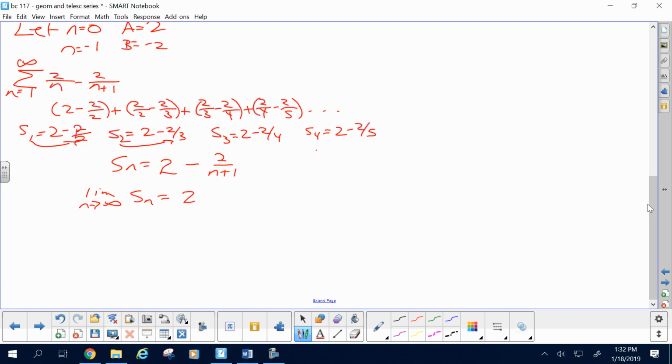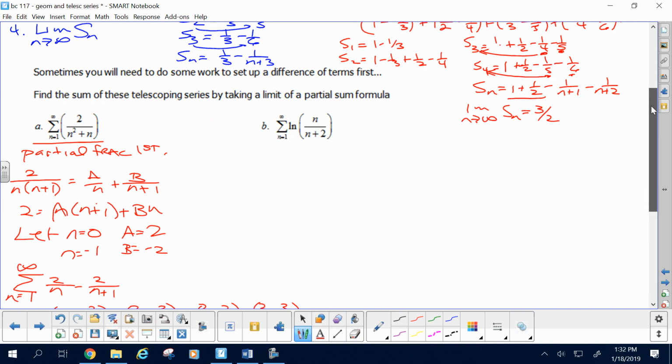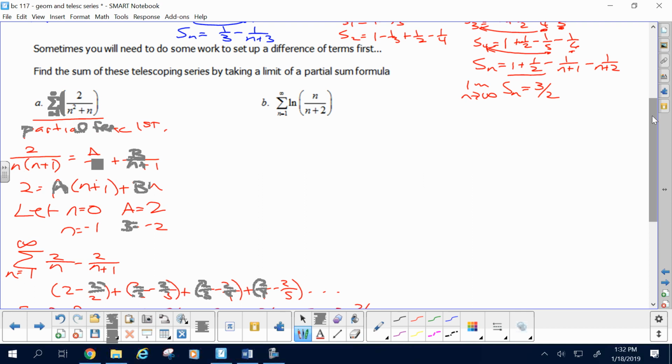Last but not least, look at the next one. That definitely does not feel like telescoping because it's not a subtraction of 2 terms. How could you make the last one a subtraction of 2 terms? Split the natural log. Yeah, use natural log rules. The natural log of n minus the log of n plus 2.